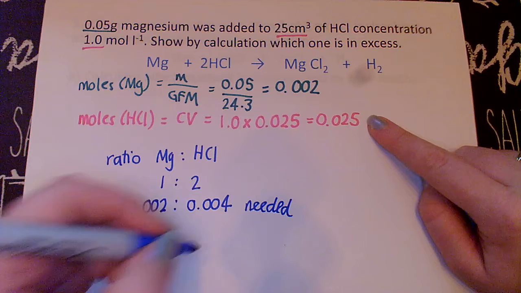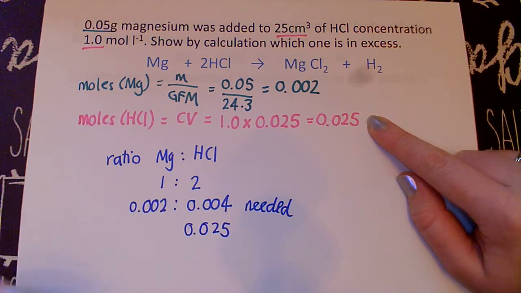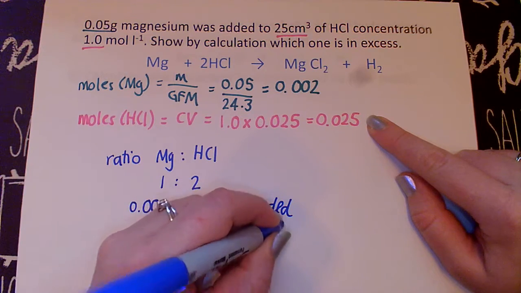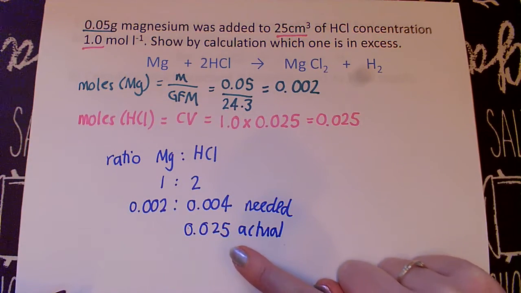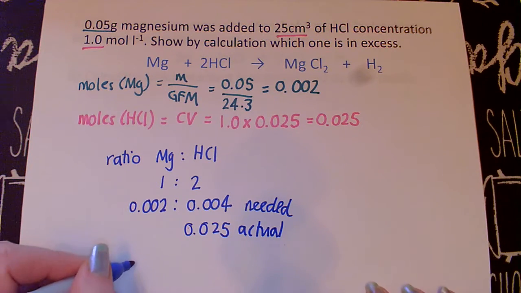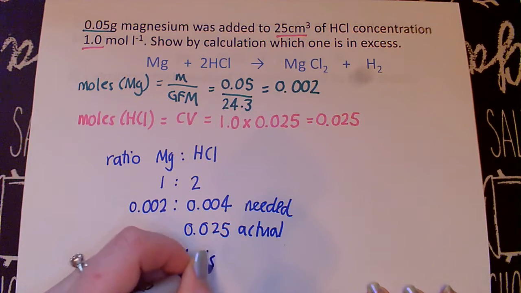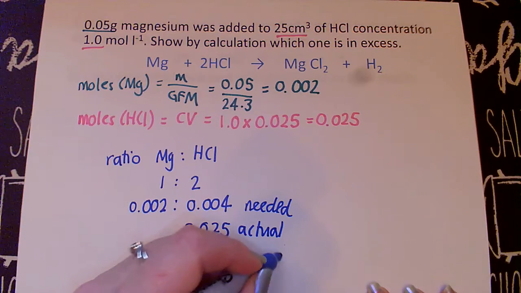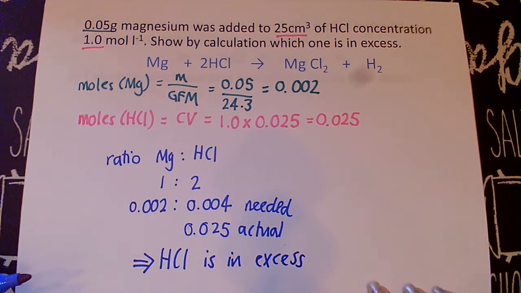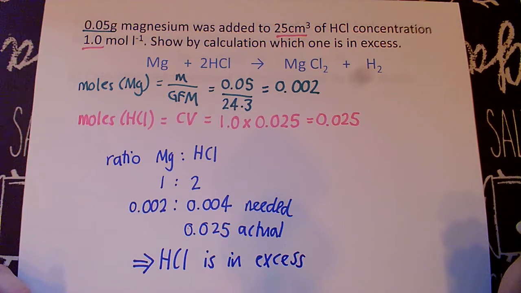But here I worked out that actually I have 0.025. Okay, so that's my actual. This number is much higher than this number, so that tells me that the hydrochloric acid is in excess. And I could work out that actually it's in excess by 0.021 moles. So I've got 0.021 moles more hydrochloric acid than I actually need for that experiment.